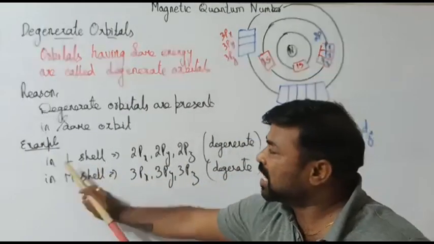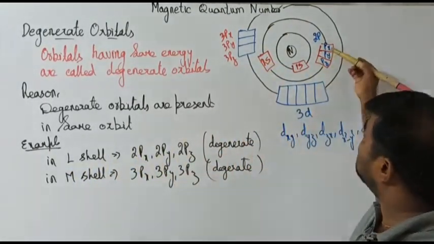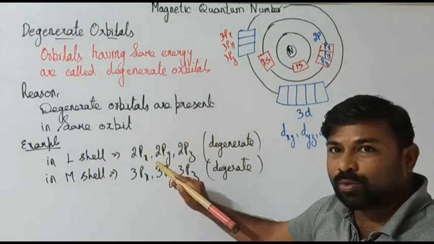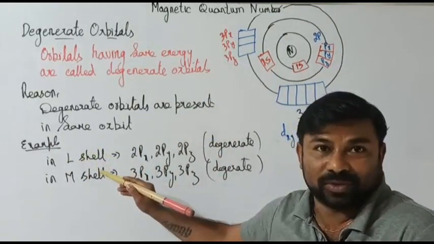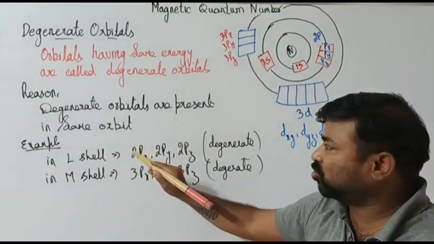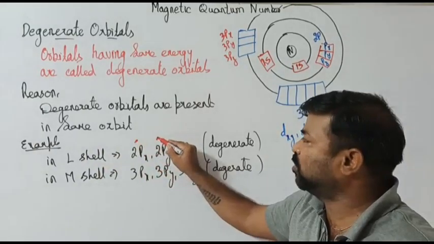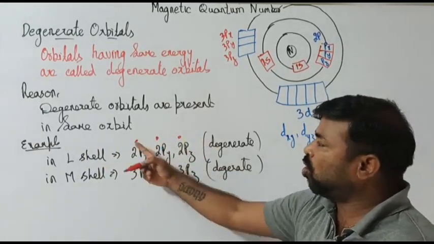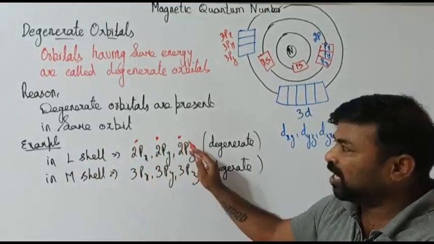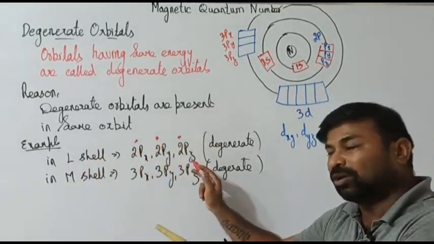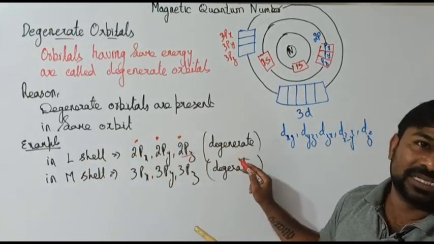Right, now in the L shell, that is the second one, these are nothing but 2px, 2py, and 2pz. All the three are present in the same L shell. As long as these electrons are present in 2px or 2py or 2pz, they are all present in the same L shell. So as all the three orbitals are present at the same L shell, all these three can be considered as degenerate.